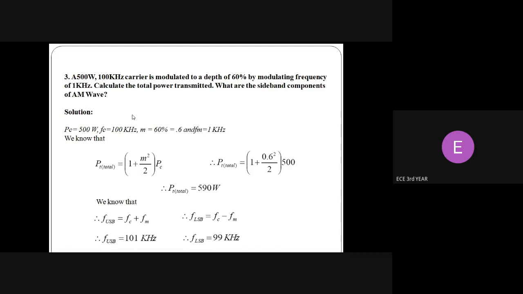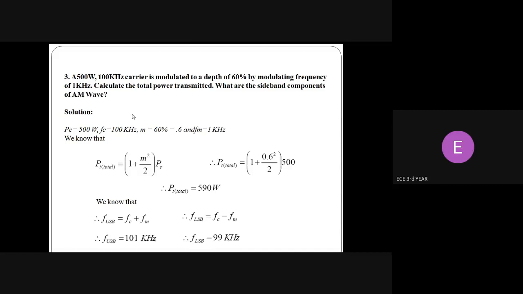A 500 watts, 100 kilohertz carrier signal is modulated. 500 watts and 100 kilohertz indicate the carrier signal strength and frequency, and it is modulated to a depth of 60 percent, by a modulating frequency of 1 kilohertz. Calculate the total power transmitted. The strength of the message signal is not directly given, it is indicated through the modulation index, so from the modulation index we can get the message signal strength.